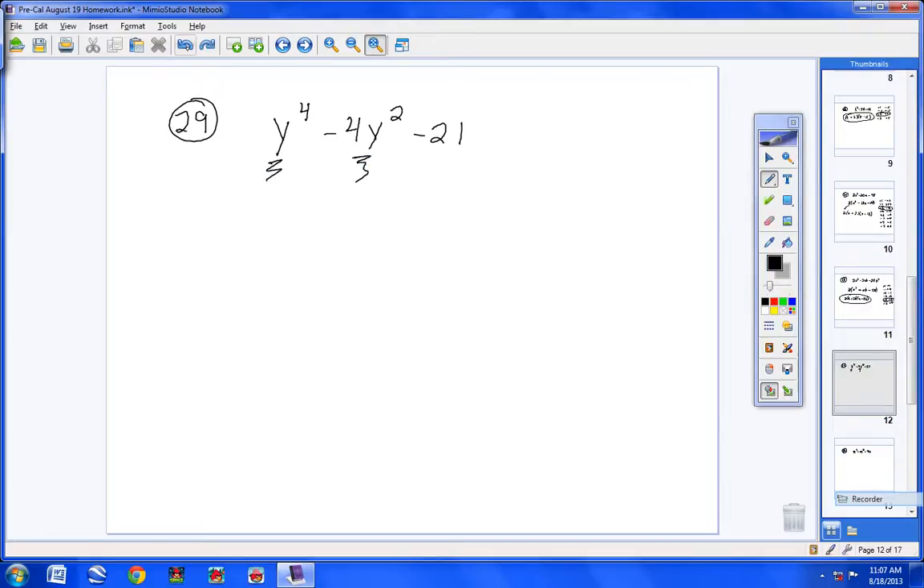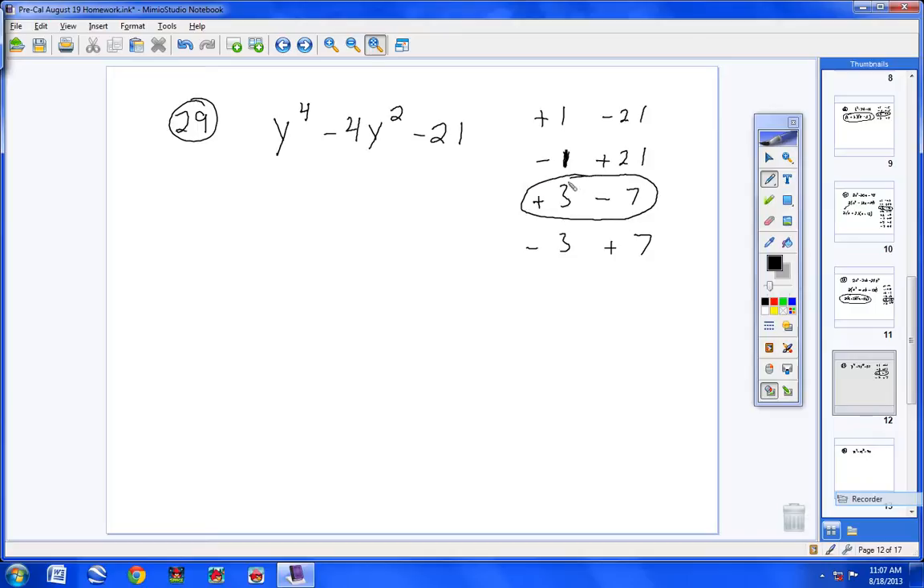So step 2 says for me to list out all the factors of this last term. So 1 times 21. This is all I can think of right here. 3 times 7. It is a negative 21, so a positive times a negative is a negative, and a negative times a positive is a negative. We'll continue that pattern all the way through. Now, the next step says to pick one of these groups based on your middle term. Your middle term is a negative 4, so one of these adds up to a negative 4. It's going to be that one right there.